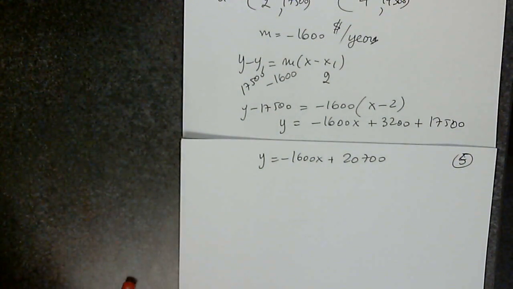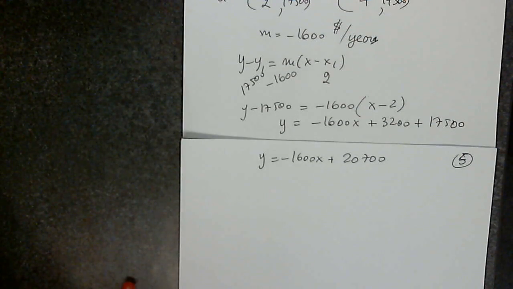Now, if I ask you, what does 20,700 mean? Is that the original price of the car? Excellent. Because when x is 0, y is 20,700. That's the y-intercept, and that's the starting point. In other words, in 2006, when x is 0, the car was bought for 20,700. Any questions on this?